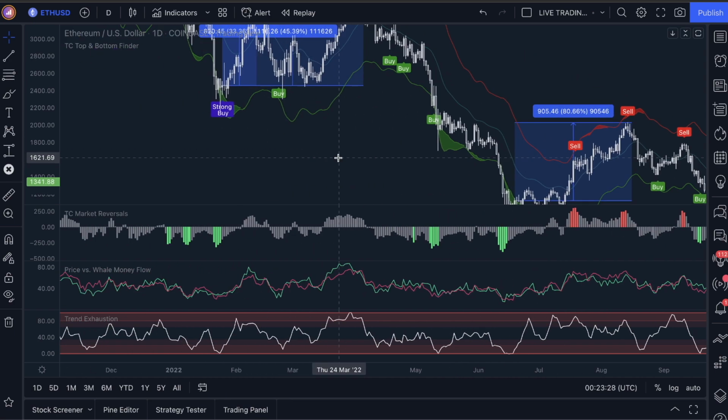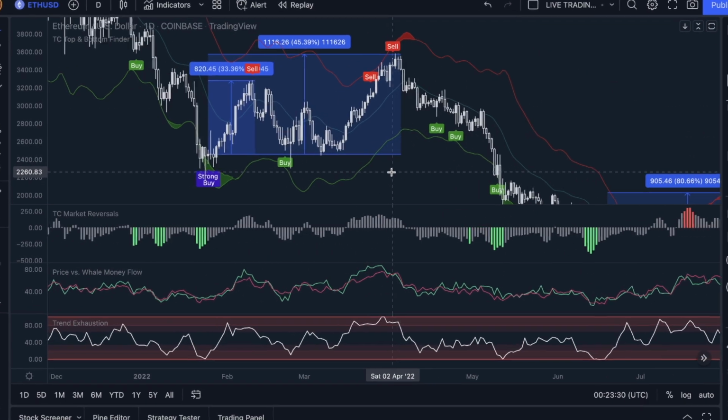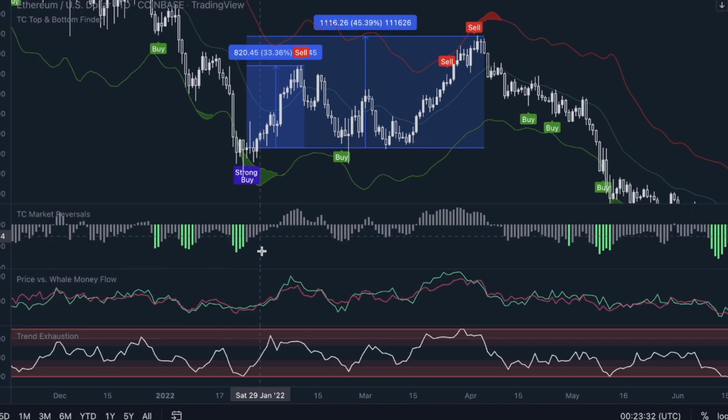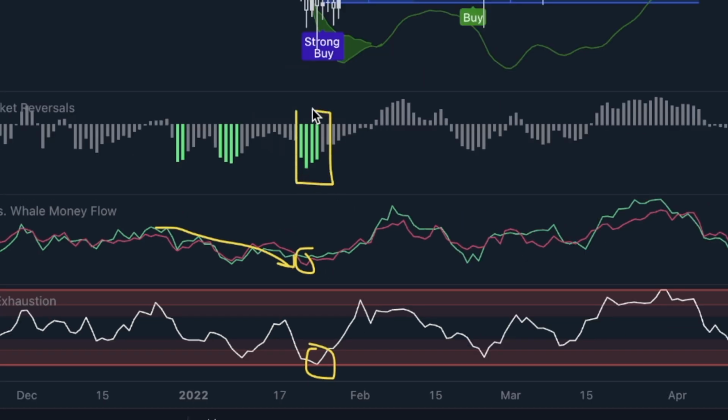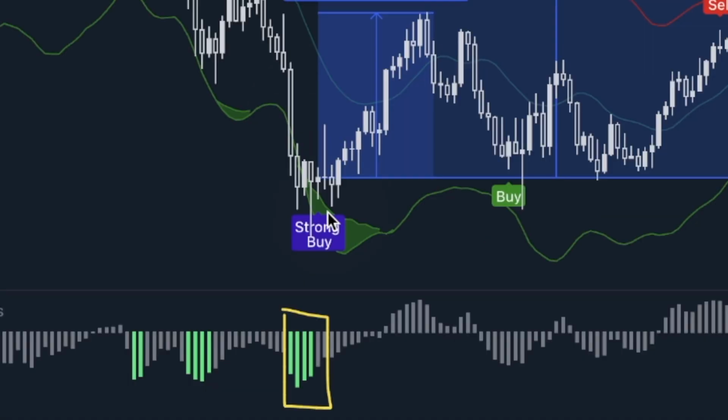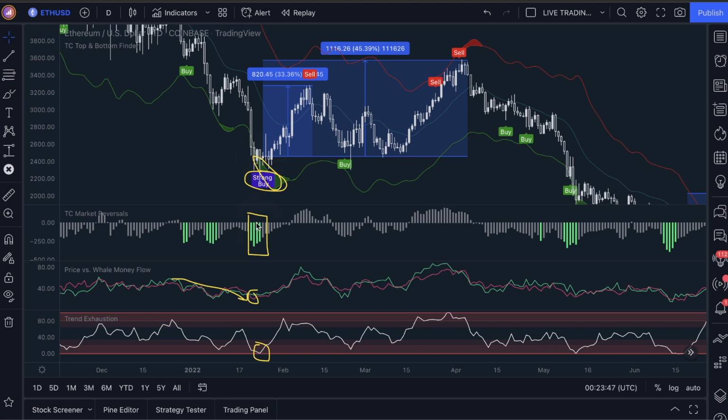Let me prove this to you again over here. This exact same scenario happened over here on Ethereum before. Look at this, trend exhaustion low, whale money flow is low, coming from whales buying, they come in and they start selling in the market. Then we have retail trader indicators over here oversold to the downside, and we get a strong buy signal in a green liquidity pool. This is not a lot to keep track of. You just want to look to make sure everything's low.